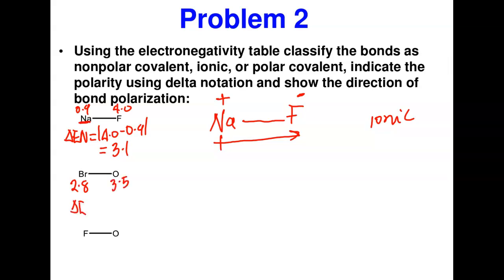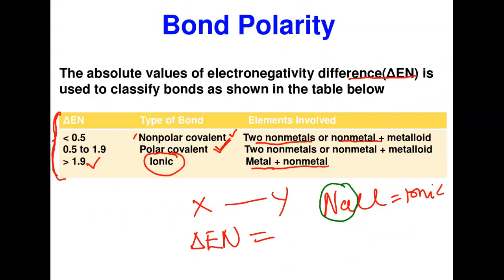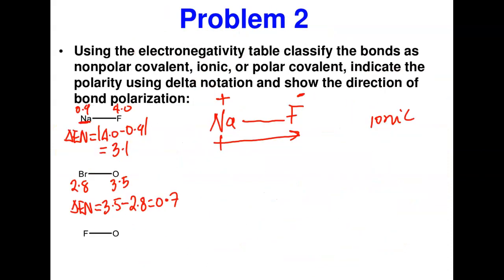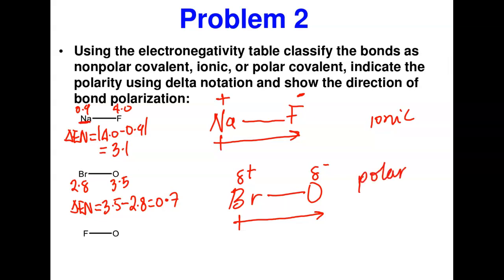If you look at the change in EN, that will actually give you 3.5 minus 2.8, and the difference is going to give you 0.7. Of course, it's an absolute value. And then, it's above 0.5. This tells you that this bond is polar because it's greater than 0.5. So if I'm going to redraw that, we go from Br to O. Oxygen is more electronegative. This is less. It gets a positive sign. So the direction of polarization will be this way. And of course, this is what? A polar covalent bond.